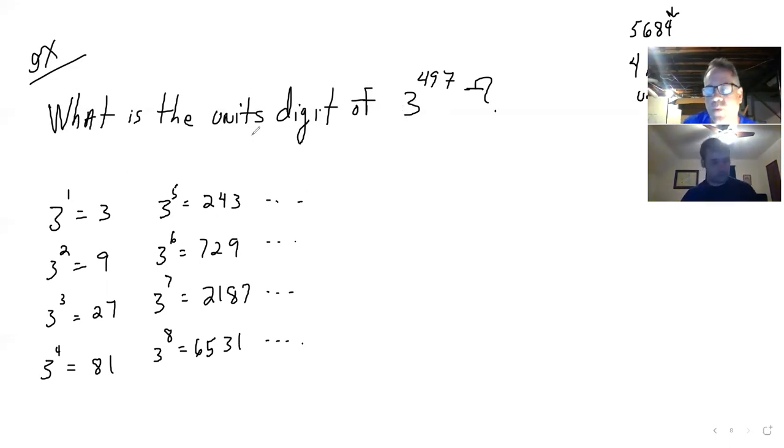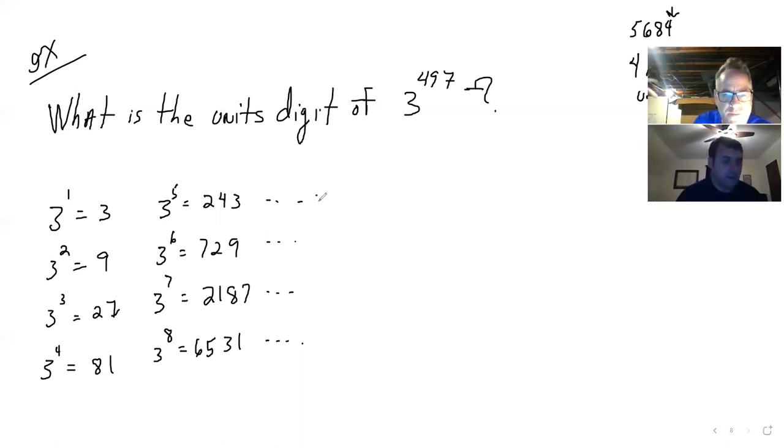I know I'm looking for the unit's digit, what's occupying one's place. If it's a single digit, that is one's place. So the unit's digit of 3, the unit's digit of 9, the unit's digit of 7. The next one has the unit's digit of 1. And look at the next column down. Notice it is again 3, 9, 7, 1.